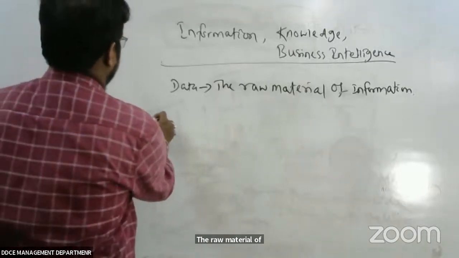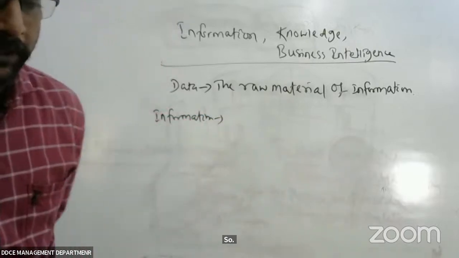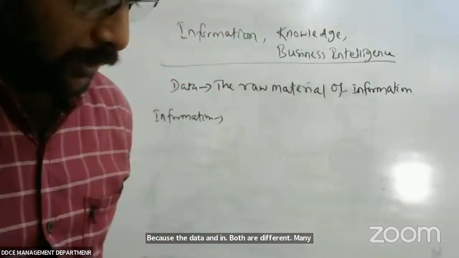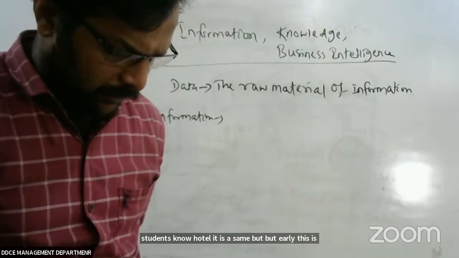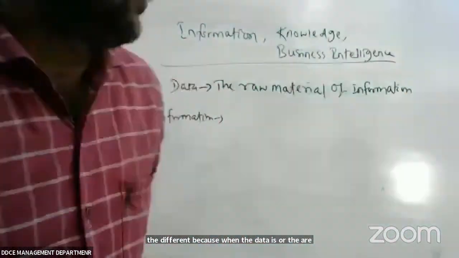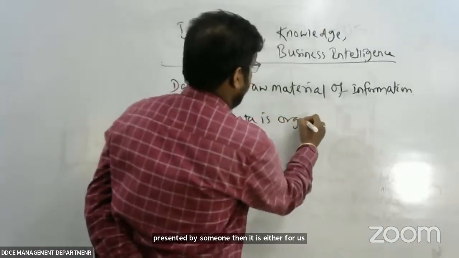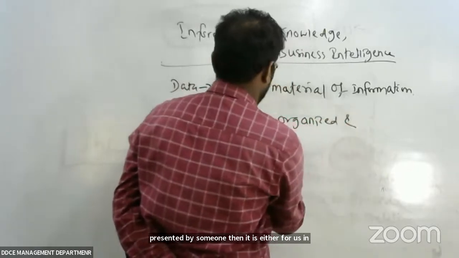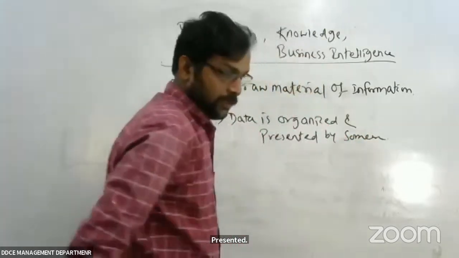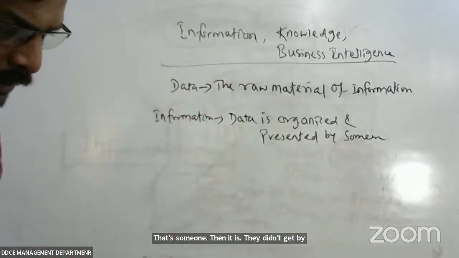So then what is information? Because data and information are different. Many students say they are the same, but really they are different. When the data is organized and presented by someone, then it is referred to as information.